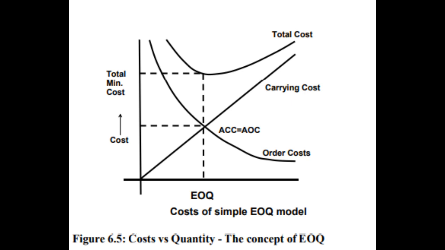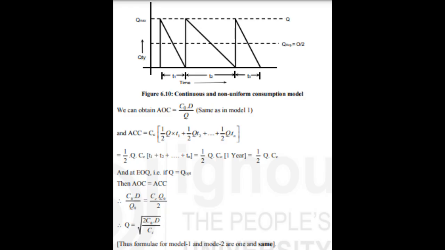Now, 1. Annual order costs, OC. Total number of orders in the year equals total demand of the year upon quantity ordered per order, equals D upon Q. Total annual order costs, OC, equals order cost per order times number of orders per year, equals C0 x D/Q. 2. Annual carrying costs, ACC. Average quantity stocked equals (max quantity + min quantity)/2 equals (Q + 0)/2 equals Q/2. Annual carrying costs equals carrying cost per unit per period times average quantity stocked equals CC x Q/2. Figure 6.5, costs vs quantity, look at the screen.